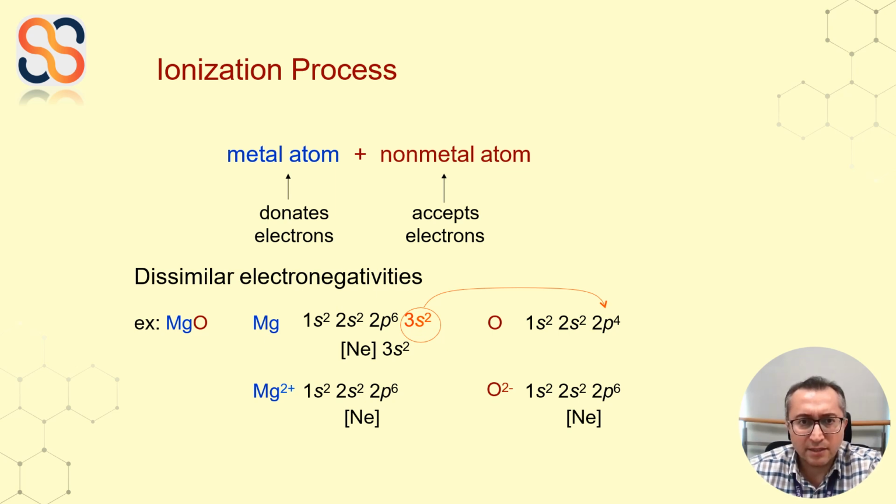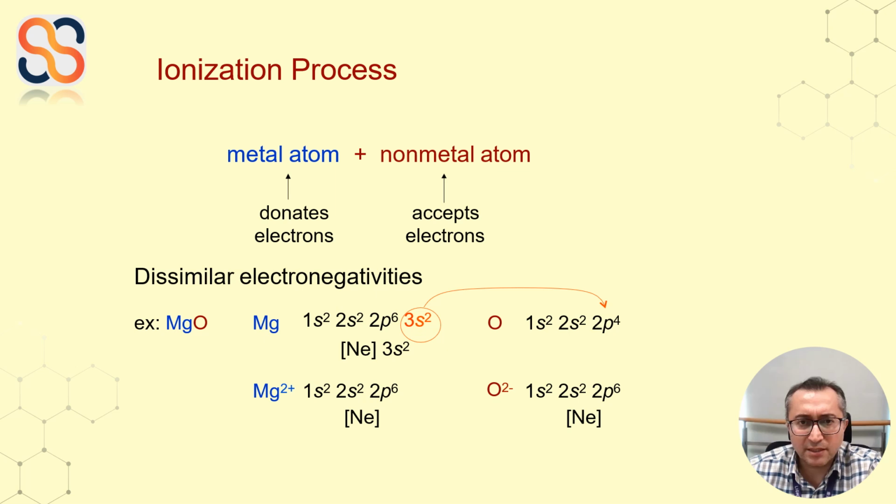Mg has the electron configuration of 1s2, 2s2, 2p6, 3s2. This can also be represented as [Ne]3s2. Magnesium has two valence electrons in its outer shell, which it is eager to lose. When magnesium donates these two electrons, it forms a Mg2+ ion with the configuration 1s2, 2s2, 2p6, which is equivalent to the noble gas neon.